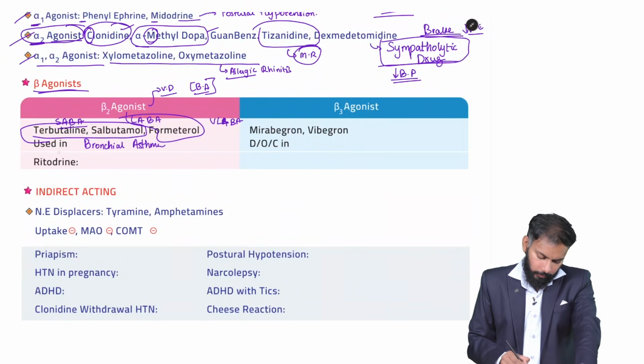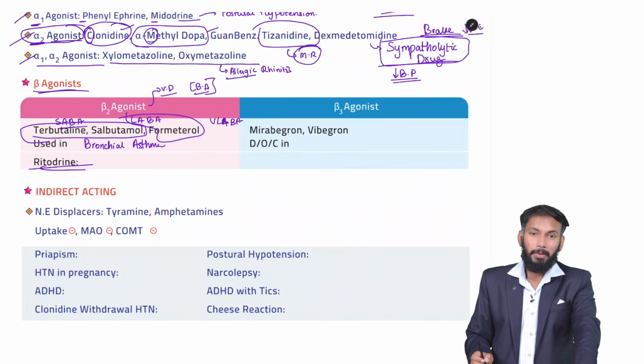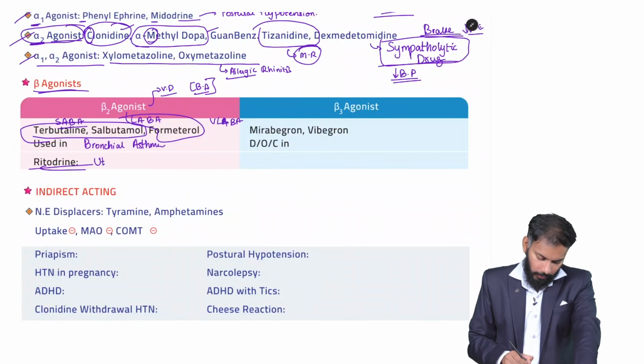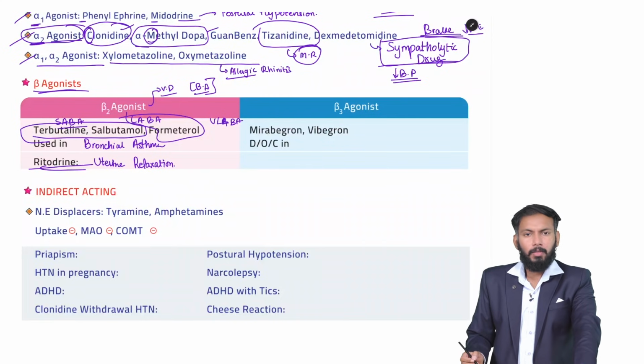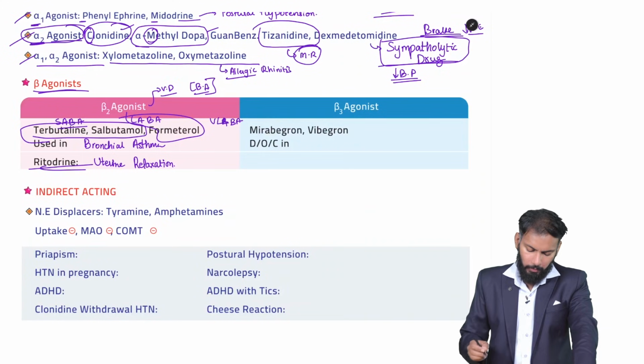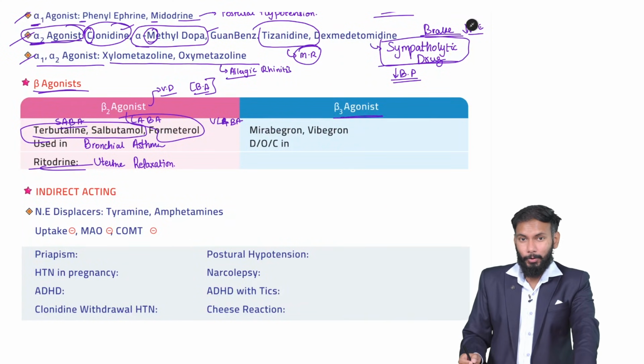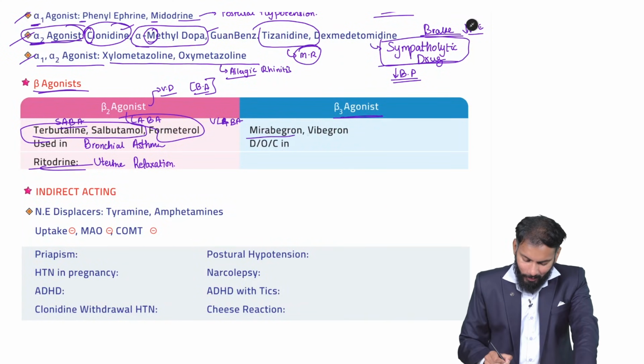Now, ritodrine. Ritodrine can be used for uterine relaxation; it will cause uterine relaxation. That's all about beta 2 agonists. Good. Beta 3, I told you so many times: mirabegron, vibegron.